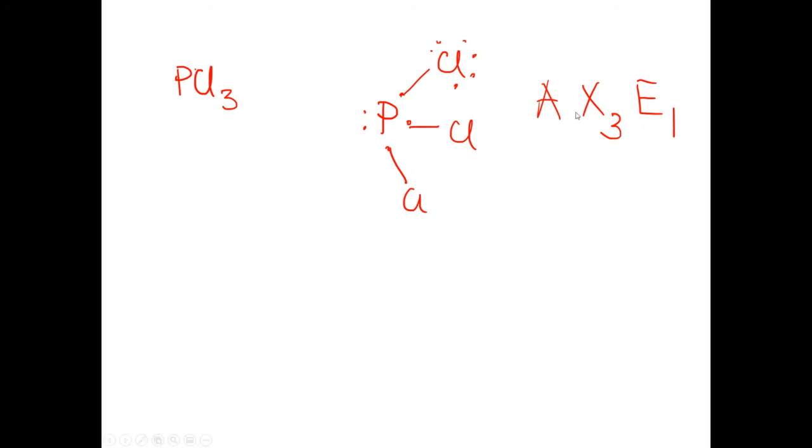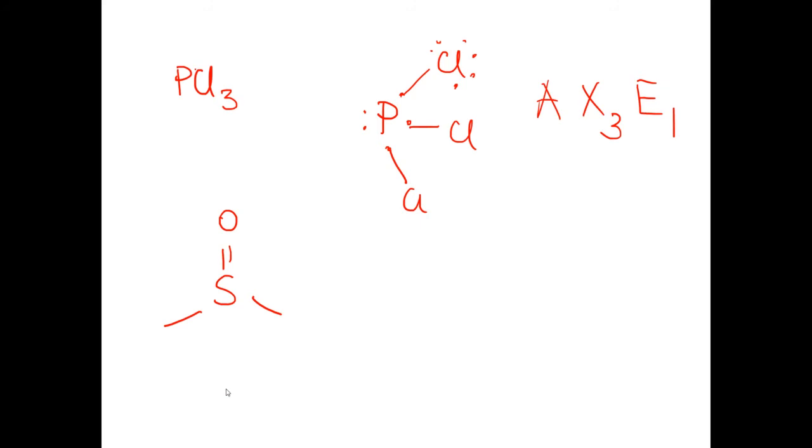So E represents the number of lone pairs of electrons, and we have only 1 lone pair here, so therefore the value of E is 1. And X is the number of substituents, correct. So there's one thing that you have to be aware of.